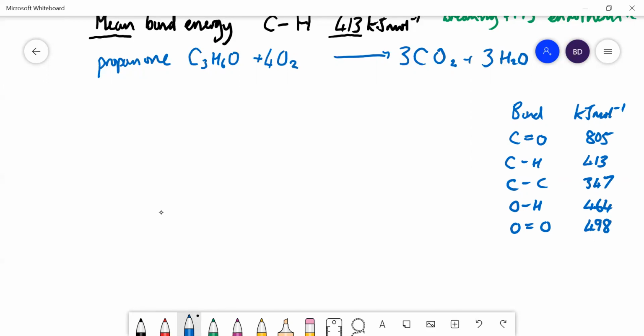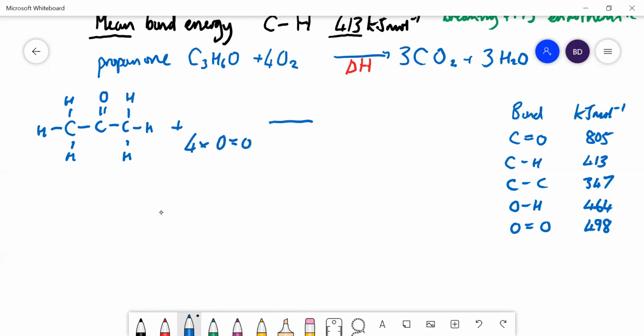What we want to find out is delta H for this reaction, which is the combustion of propanone. So how do we go about it? The first thing to do is to draw a displayed formula, because if you don't, it's very easy to forget about a bond. So let's draw a displayed formula for the compound propanone, with hydrogens here. And we're going to have 4 oxygen double bonds. That's going to react to give us 3 carbon dioxides, where the bonding in carbon dioxide is like that, and 3 waters.